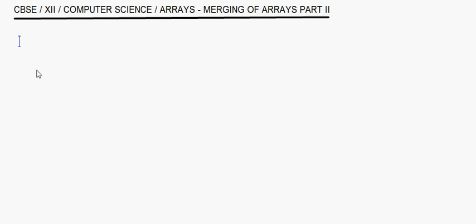Today let's take merging of arrays. Let's continue with merging of arrays. In my last video I told you about the merging of arrays and the logic of the merging of arrays. We have taken two ascending order arrays, and I explained the logic of merging them into a single ascending order array. Now here I'm going to write the program for that. Let's understand how to write the coding for that.